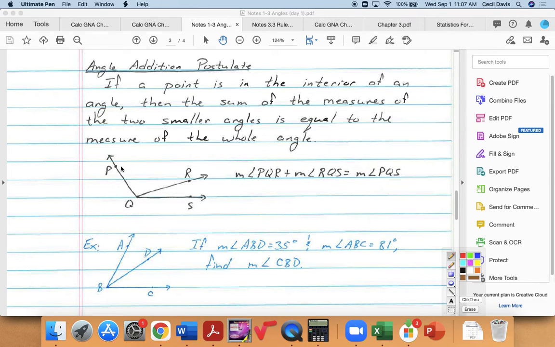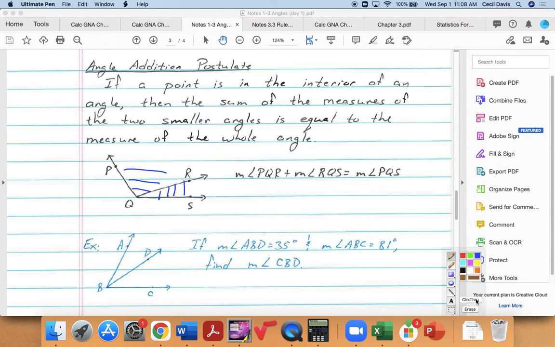So on this one, start with the big angle, PQS. R is in the interior. Because R is in the interior, then the measure of angle PQR, which is this angle over here, and some people like to color in the interior. When you're talking about PQR, you're talking about all of this angle over here, plus RQS, all of this angle over here. Basically, you're just taping those two angles together, and when you do, you get the measure of the whole big angle, angle PQS.